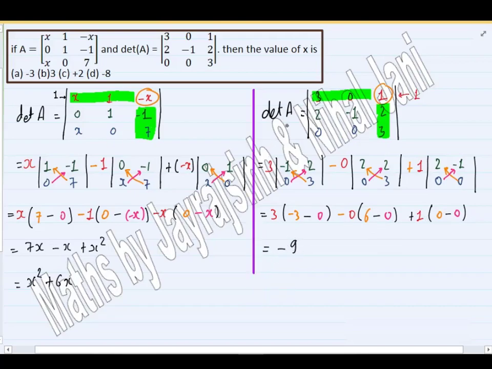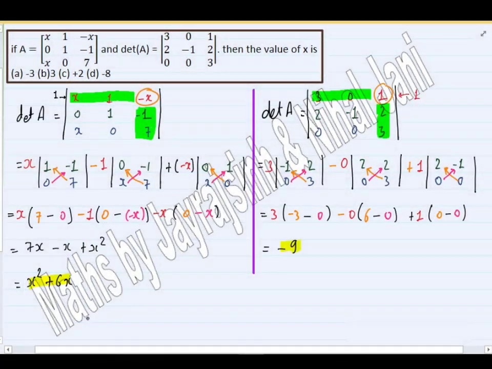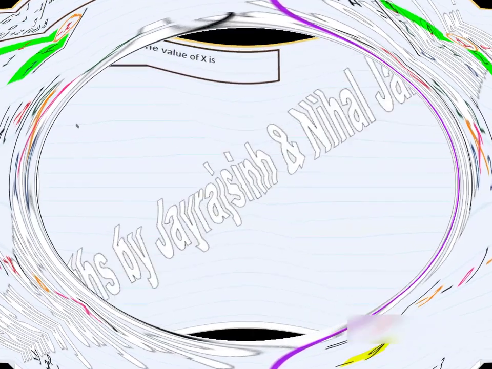Okay, now to get our final value, we just have to compare x square plus 6x with minus 9. So here we will get x square plus 6x is equal to minus 9, or we can say x square plus 6x plus 9 is 0, which is actually the perfect square of x plus 3, right? So here we will get x is equal to minus 3, and tada, option A is your final answer.